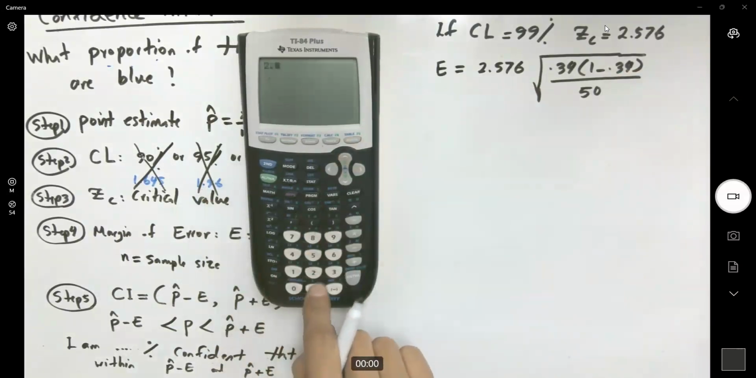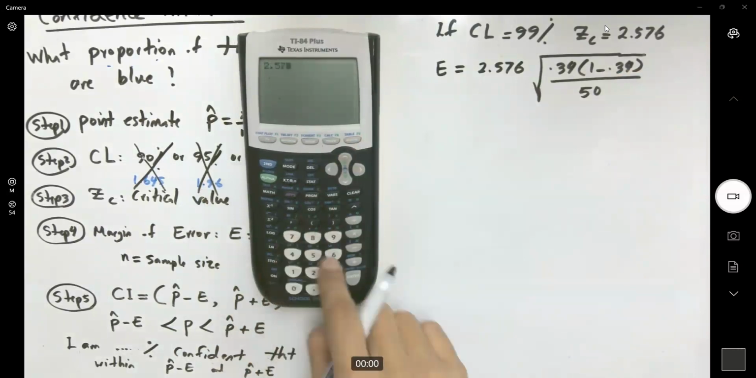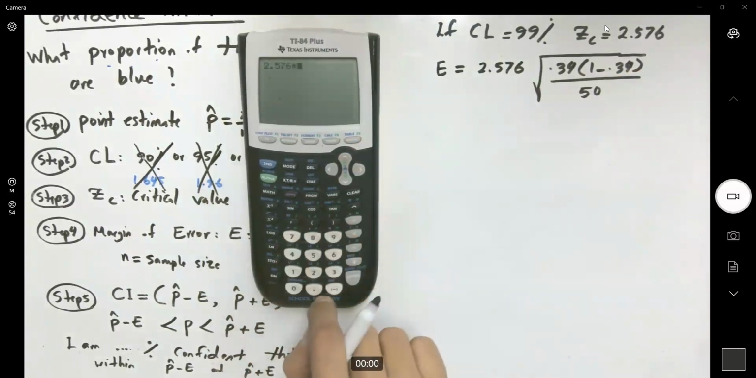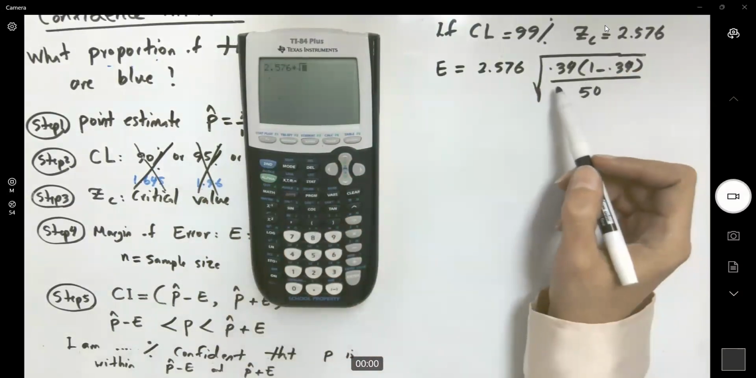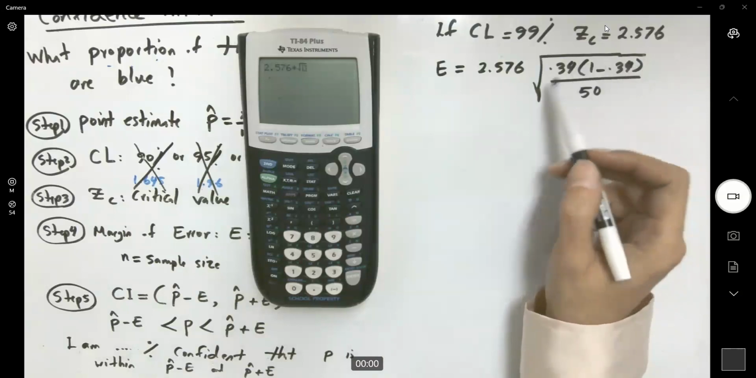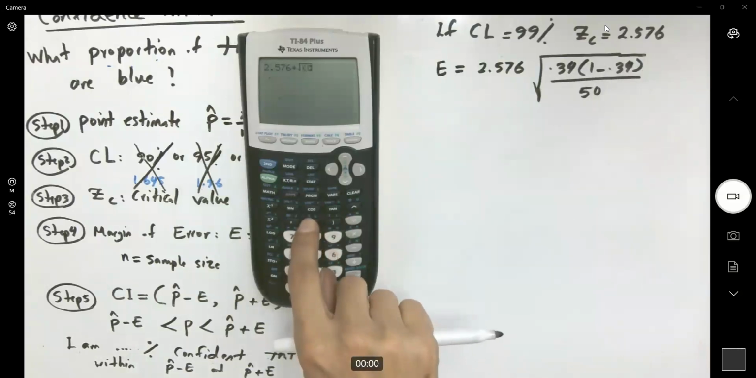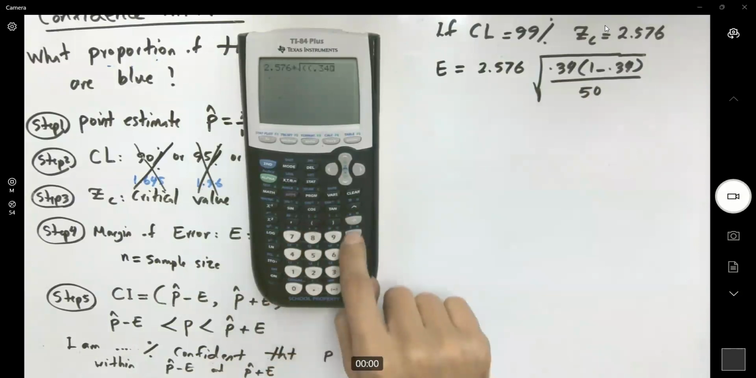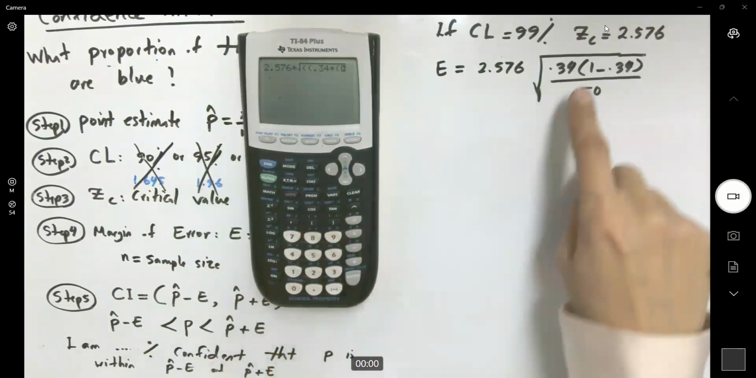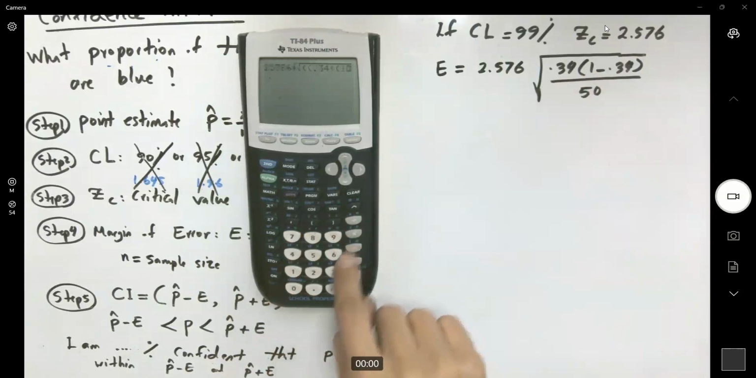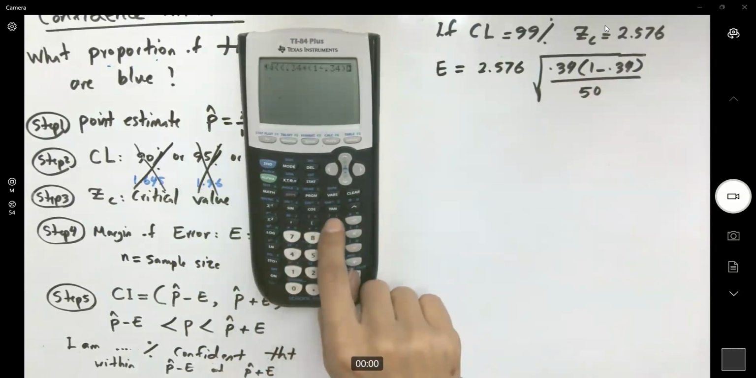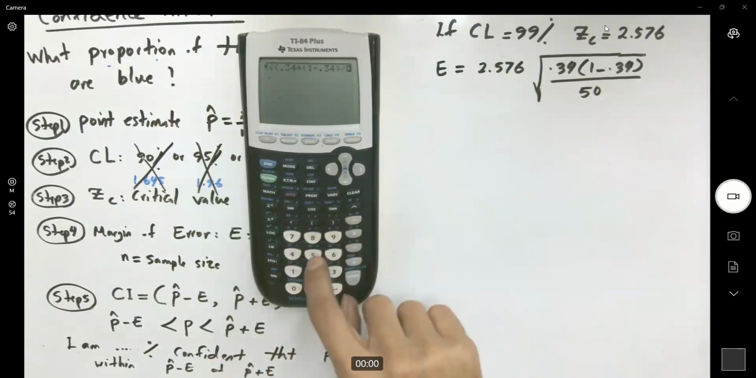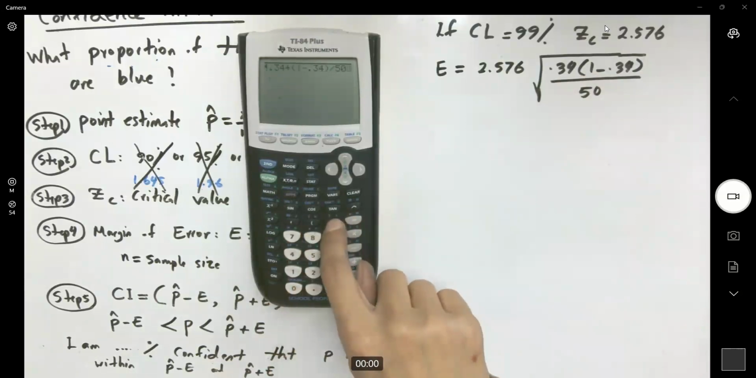So 2.576 multiplied by second, X squared gives you square root. Again, since you have multiplication and division, use grouping symbols. Two sets of parentheses here. 0.34 times parentheses 1 minus 0.34, close the parenthesis, divide by 50, and close the last parenthesis.